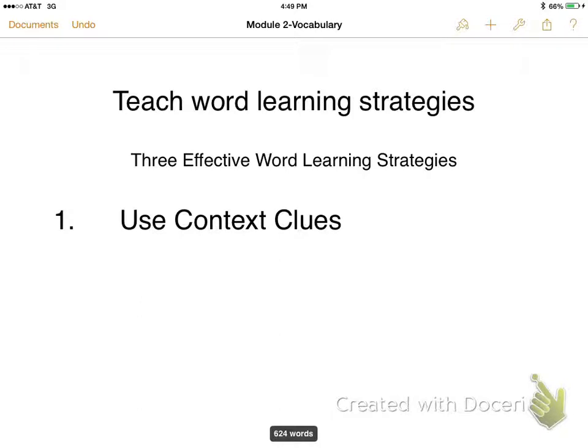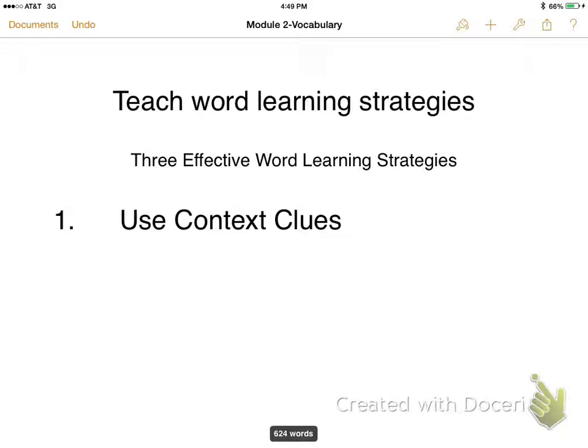Students can learn a lot of words from context. If they come to a word they don't know, I need to teach children what to do when they come to words that they don't know the meaning of. So there's a lot of things that I can teach them about this, but these are the most effective ones. I can teach them to use context clues. Continue reading. Look at the words around it. Can you make sense of the word by the words around it?